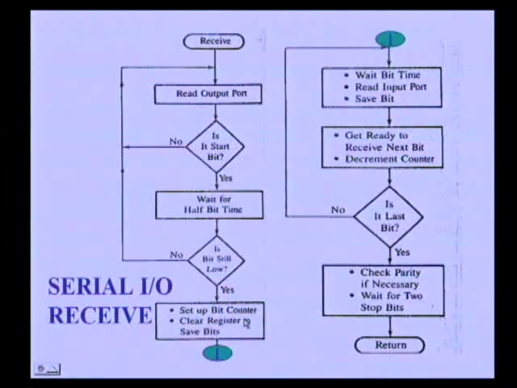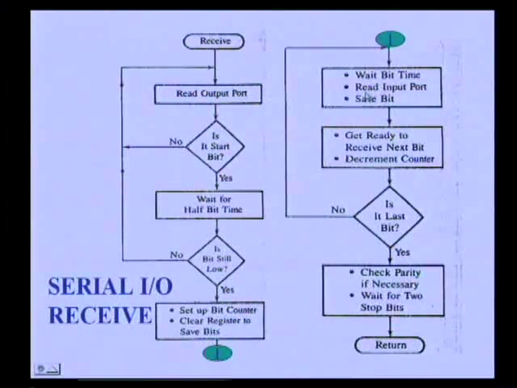First set up the bit counter, which sets how many bits are to be received, then clear the register used to save the bits. The register in which the received bits must be saved will be cleared, and then wait bit time, then read the input port, save that bit and get ready to receive the next bit. Reading the input port is done by using the RIM instruction, and that particular bit is saved by using the rotate accumulator left instruction, and then it checks whether it is the last bit. If it is not the last bit, it will go back and repeat.